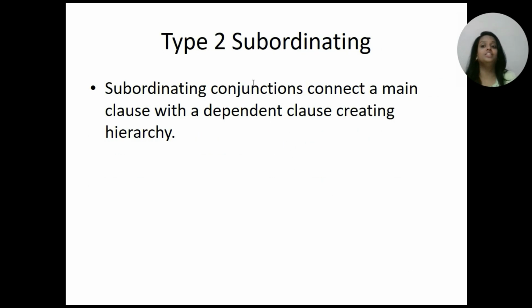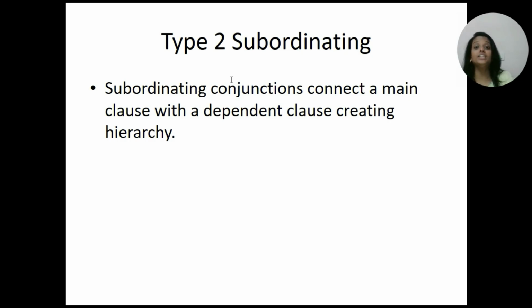So here, these create dependency because subordinating conjunctions are used to connect a main clause, that means the independent clause, with a dependent, that means the subordinate clause, where one idea is more important than the other. So in this case, one part of the sentence cannot stand alone and depends on the main clause to complete its meaning. That's why we call it a main clause and the subordinate clause, right?